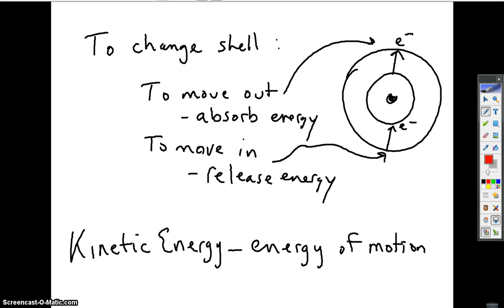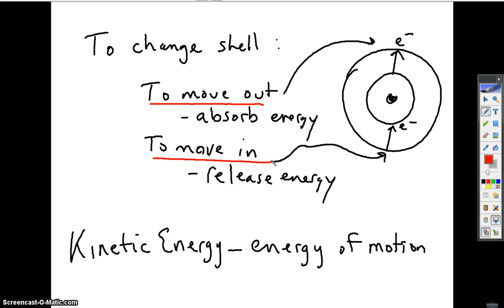To change shells, electrons either have to absorb or release energy. In order to move out, they've got to absorb energy, and that could be from absorbing a photon or being placed in an electrical field. In the case of a neon lamp, when you turn the electricity on, those electrons are excited to a higher energy level. And to release that energy, they've got to move in.